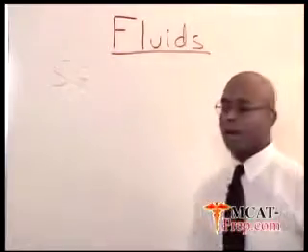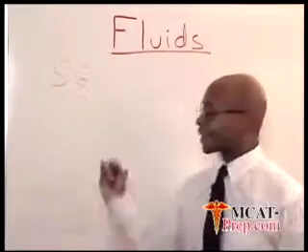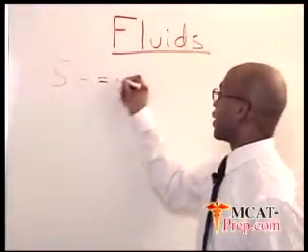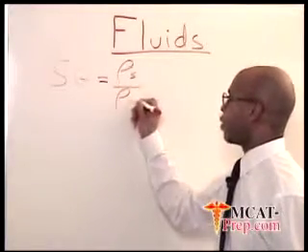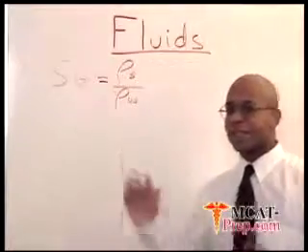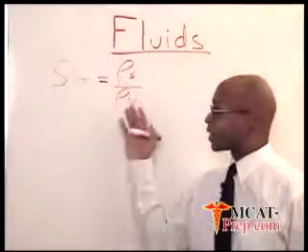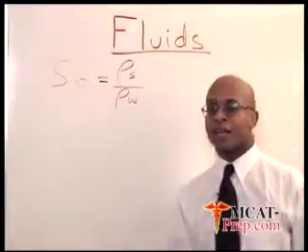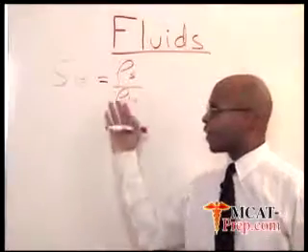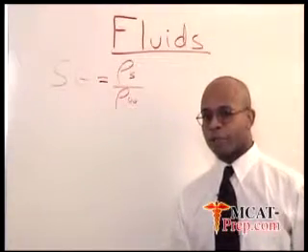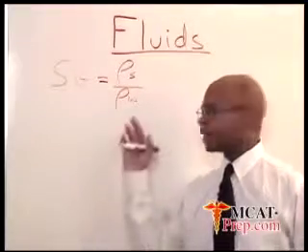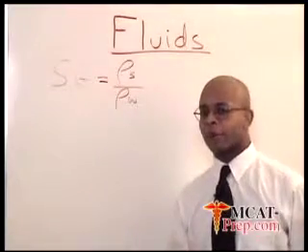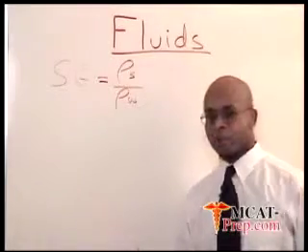The specific gravity of a substance is simply the density of that substance over the density of water. Sounds like a simple definition, but this is a commonly used concept on the MCAT exam, that of specific gravity. So it's the density of a substance over the density of water. We will see later why this concept is so important and its application is important.